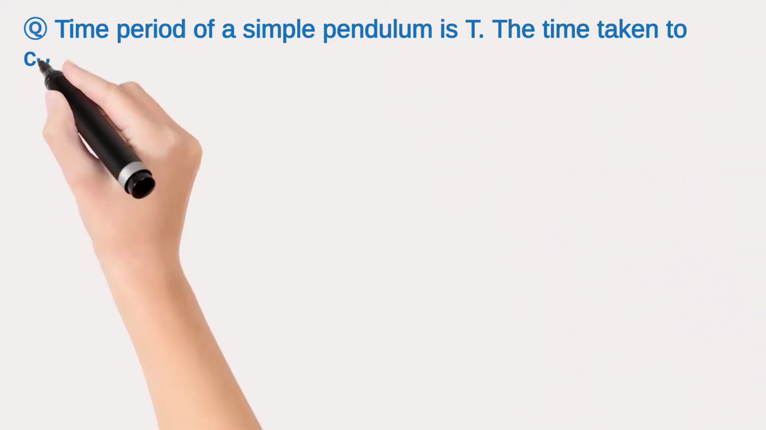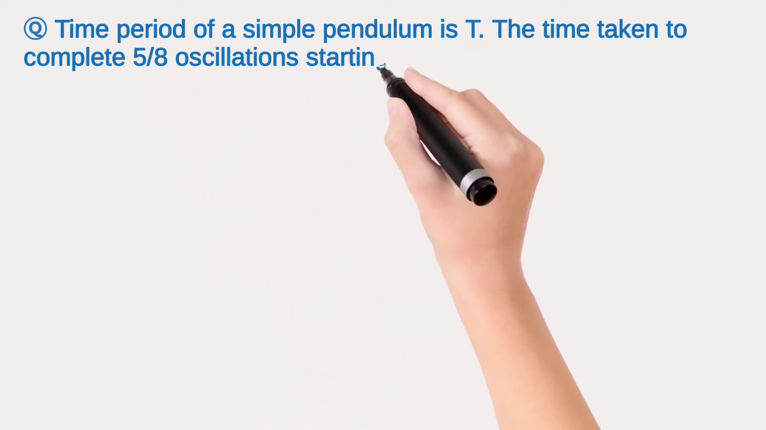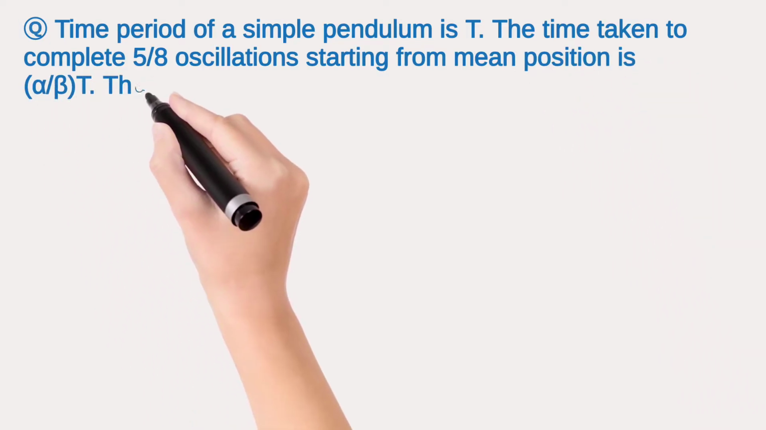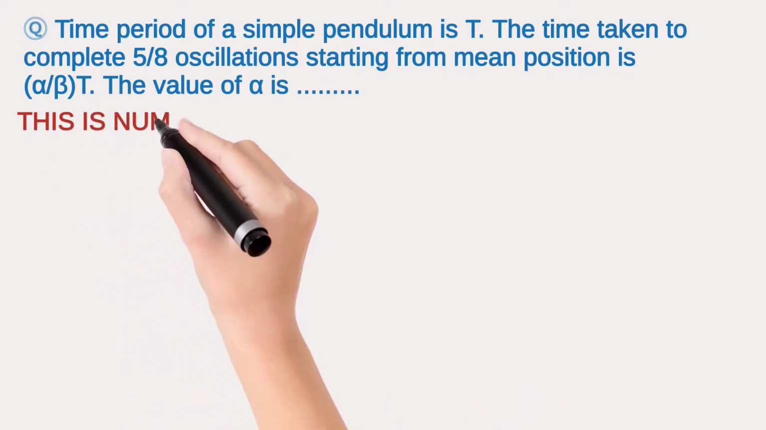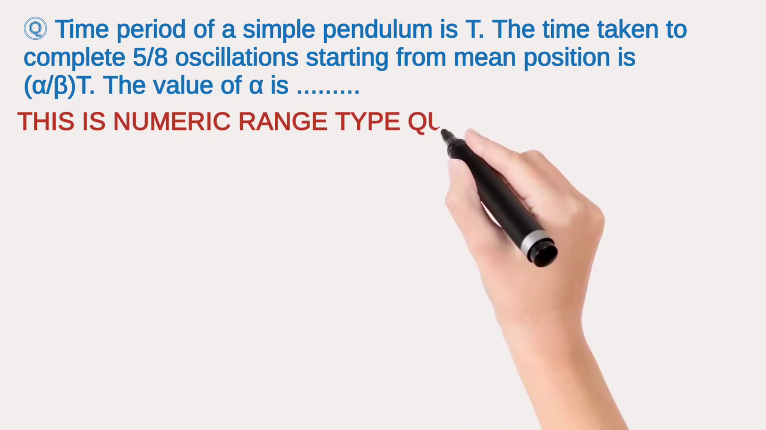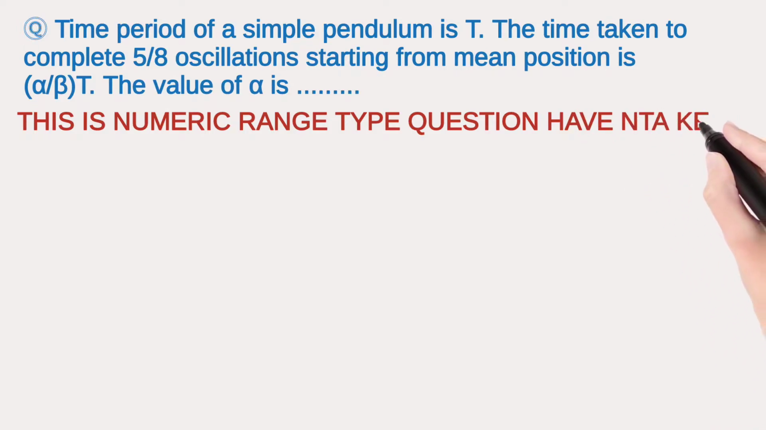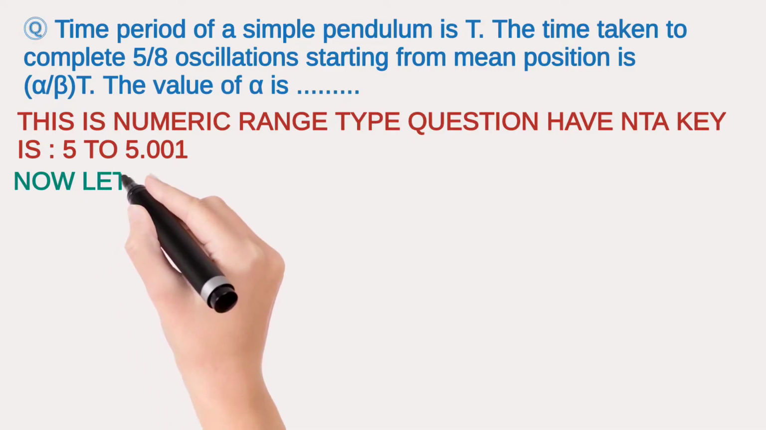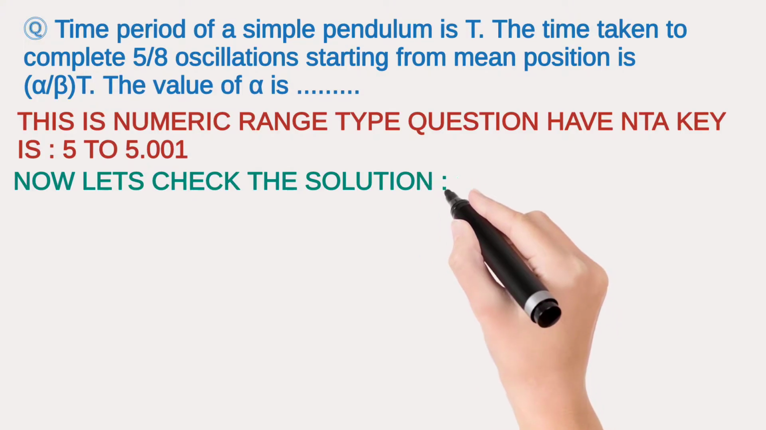Time period of a simple pendulum is T. The time taken to complete 5/8 oscillations starting from the mean position is alpha by beta T. The value of alpha is? Here this is a numerical range type of question, and there are no options. We have to write numerals, and the NTA key was given. Range is 5 to 5.001. Now let's check the solution.